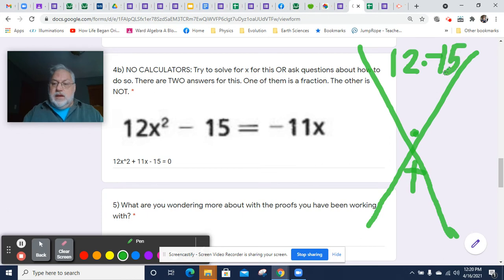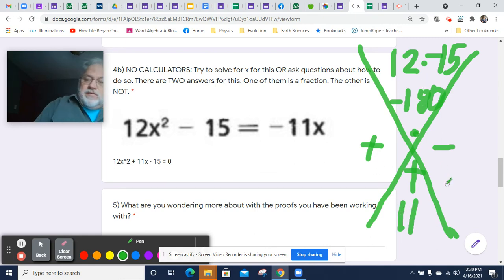Okay. And 12 times negative 15. Well, 4 times 15 would be 60. So 3 times 60 will be 180, and that's negative 180 here. And what I want that to add up to is 11. So I need two factors, one that's positive and one that's negative, that will multiply to negative 180 and add up to 11.